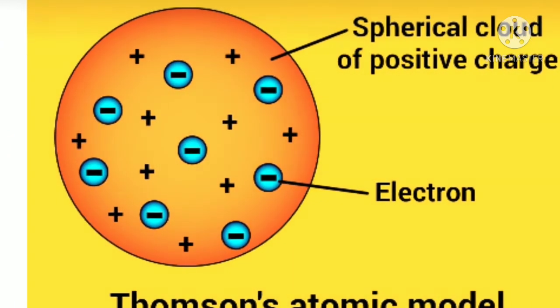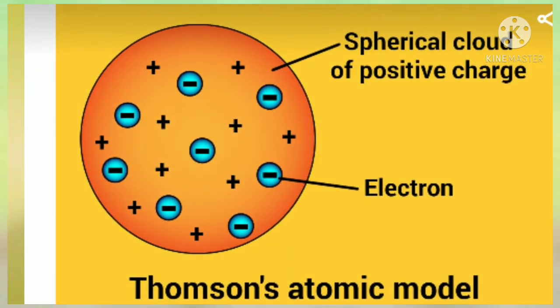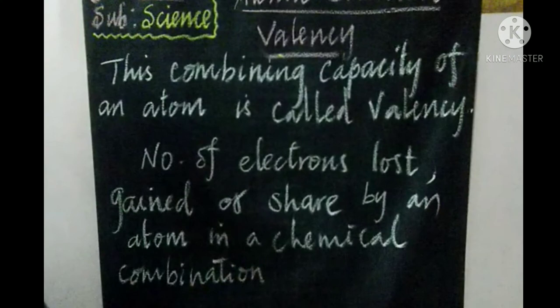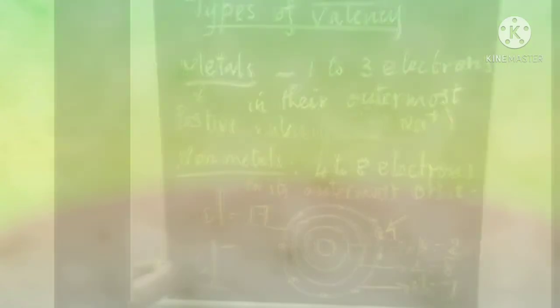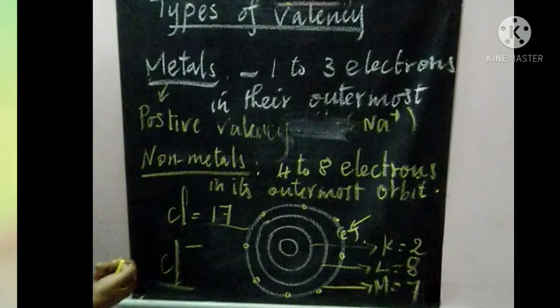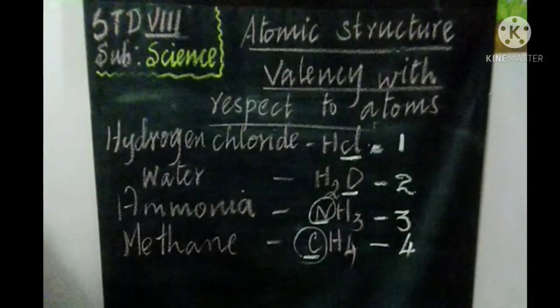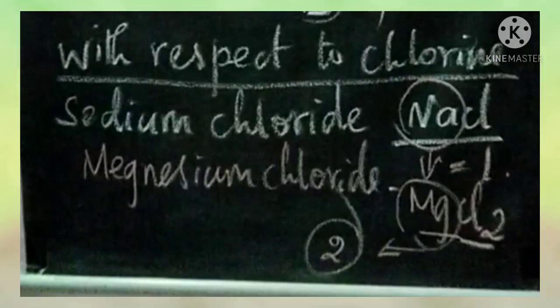In today's session we have seen the Thomson atomic model and some of its limitations. Then valency, the combining capacity of an atom, types of valency, positive and negative valencies, and valency with respect to hydrogen and chlorine atoms.